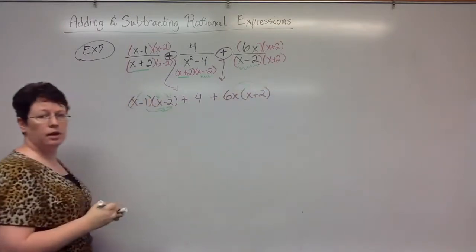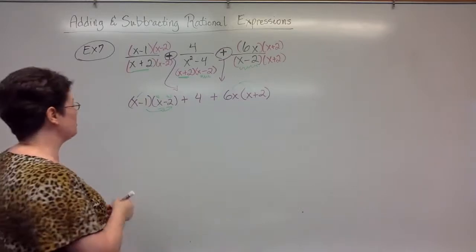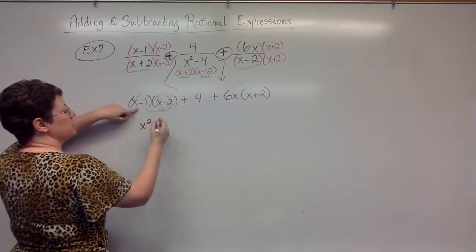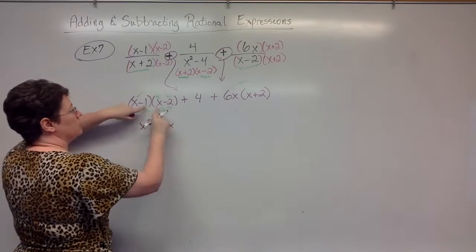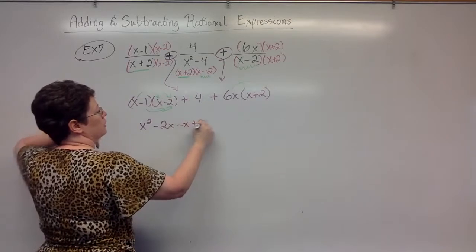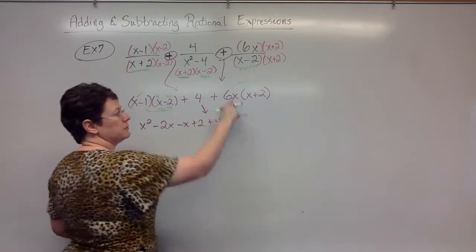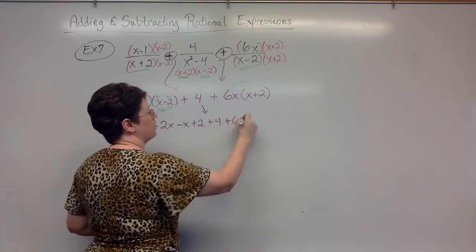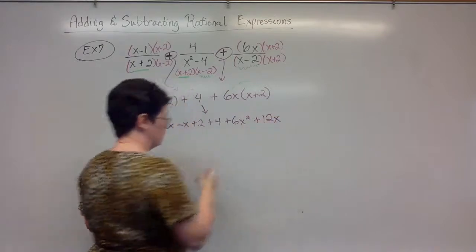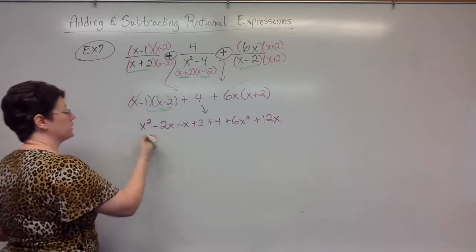Okay, there we go. Factor, factor. No! Distribute, distribute. All right, x times x. X squared, x times negative 2, negative 2x, negative x, and positive 2. Bringing down that positive 4 so we don't forget it. Now I have a 6x squared and plus 12x. Easy enough, okay?